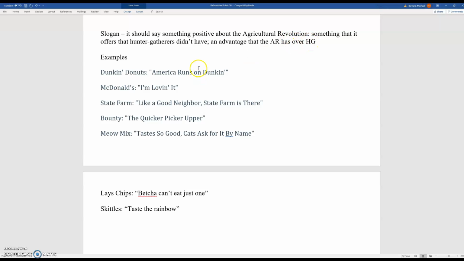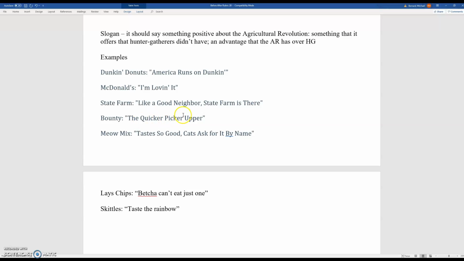And these slogans do that for their product. America runs on Dunkin', meaning that, hey, you can't get things done unless you have that Dunkin' Donuts coffee in the morning. The I'm loving it doesn't really say too much about the benefits, like McDonald's, except for maybe you like their food, I guess. But like a good neighbor, State Farm is there. State Farm is an insurance company, and it's like having a good neighbor to you. It's like they live next door, and they're there for you.